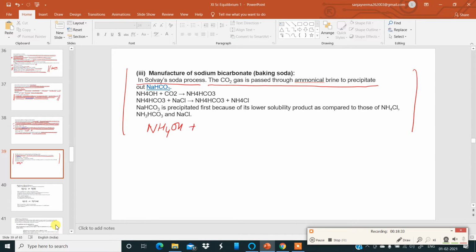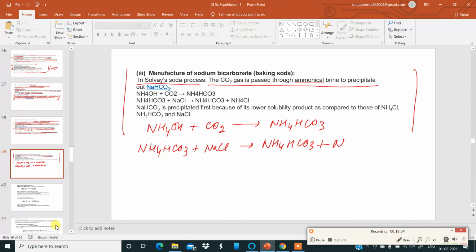NH4OH plus CO2 gives NH4HCO3, ammonium bicarbonate. Then to the ammonium bicarbonate, we add sodium chloride, and it produces NaHCO3 plus ammonium chloride, NH4Cl. Okay, got it.